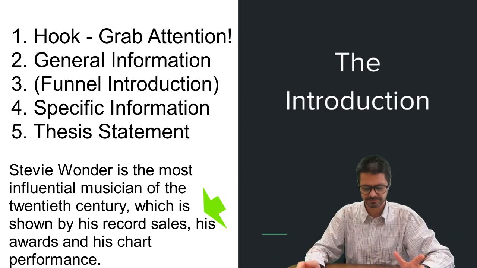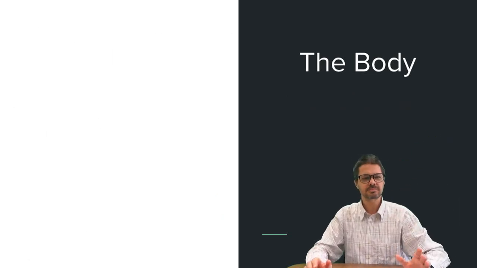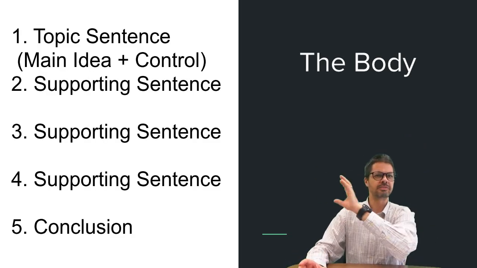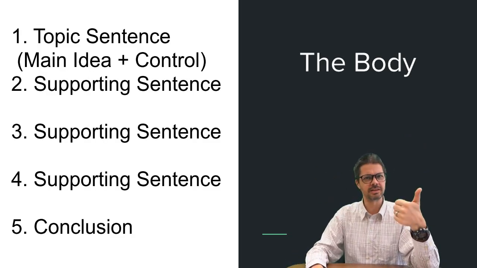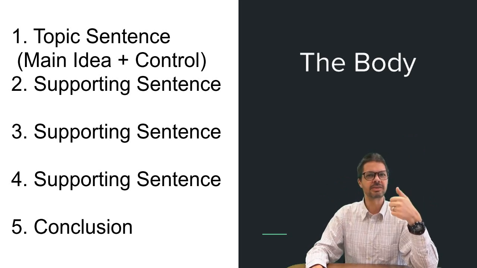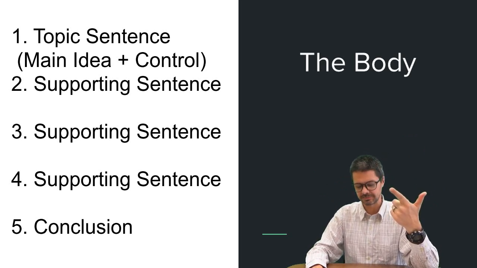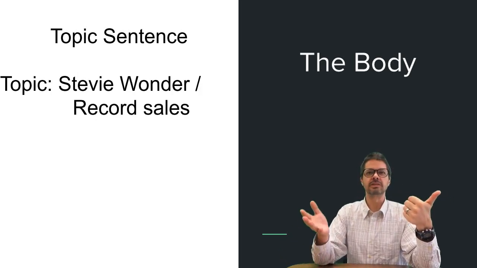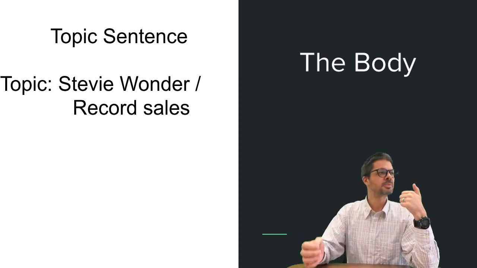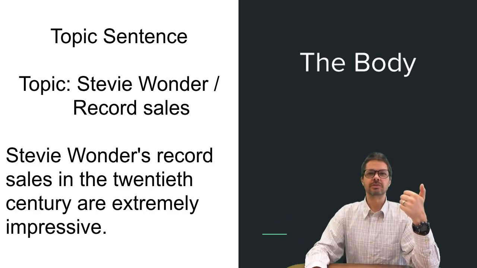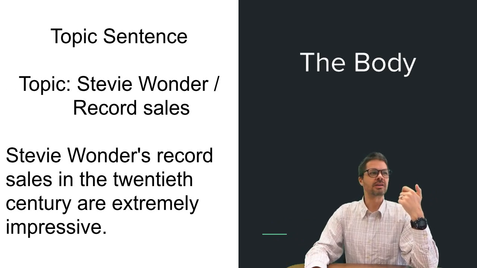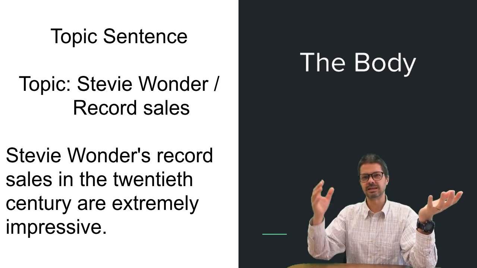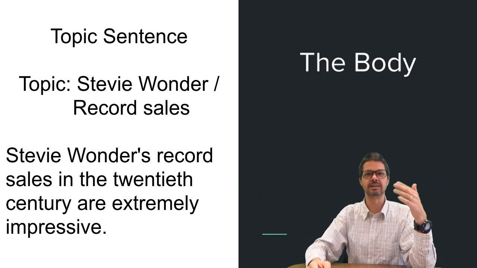So that's our introduction. Now we move on to the body, and the body paragraphs more or less directly follow the paragraph format from before. We need a topic sentence at the top, right? The topic sentence has the main idea plus the controlling idea. In this case, we're talking about Stevie Wonder, of course, and the first one is about record sales. So we can say, Stevie Wonder's record sales in the 20th century are extremely impressive. His record sales is the main idea, that they are impressive is our controlling idea. And then we go on.